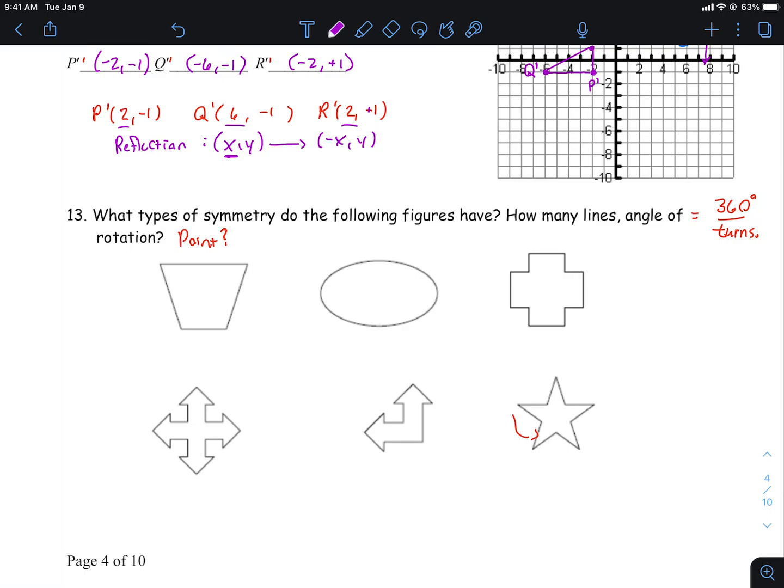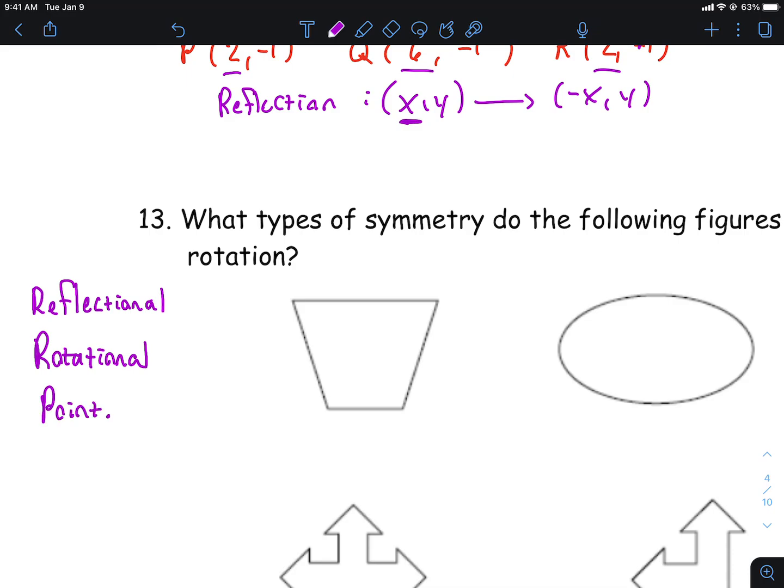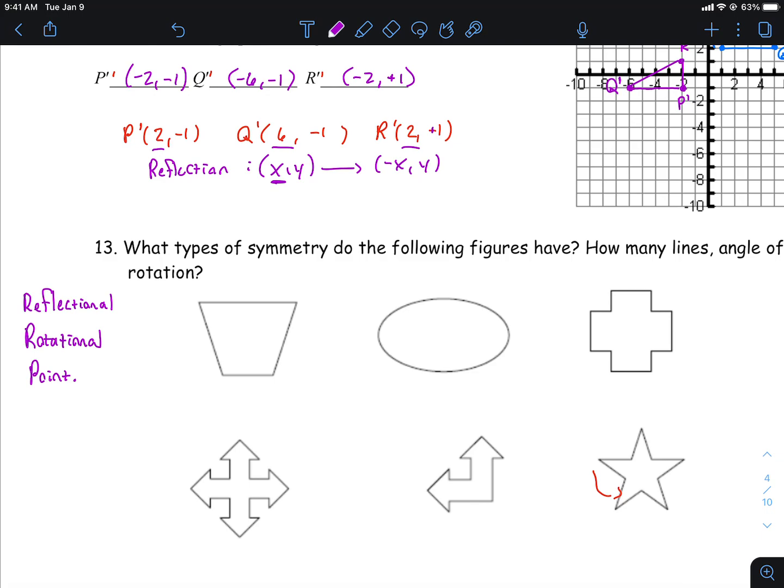All right, next section here is dealing with symmetries. So you have three different types of symmetry. You have reflectional, you have rotational, and then you also have point symmetry. They didn't ask for point, but we'll probably go ahead and add in the point symmetry.